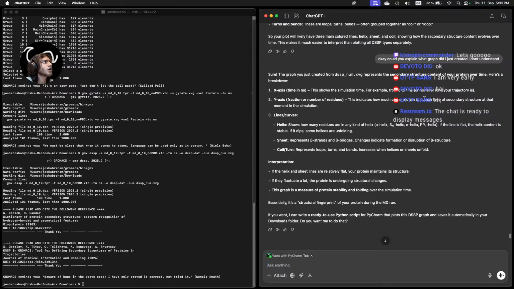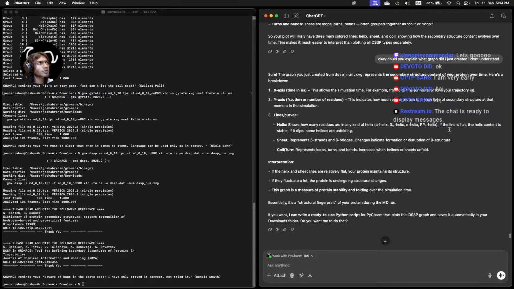This represents secondary structure content of your protein over time. Here's a breakdown. The x-axis shows the simulation time. The y-axis indicates how much of the protein is in each type of secondary structure at that moment in your simulation. Helix shows how many residues are in any kind of helix. If the line is flat, the helix content is stable. If it dips, some helices are unfolding.